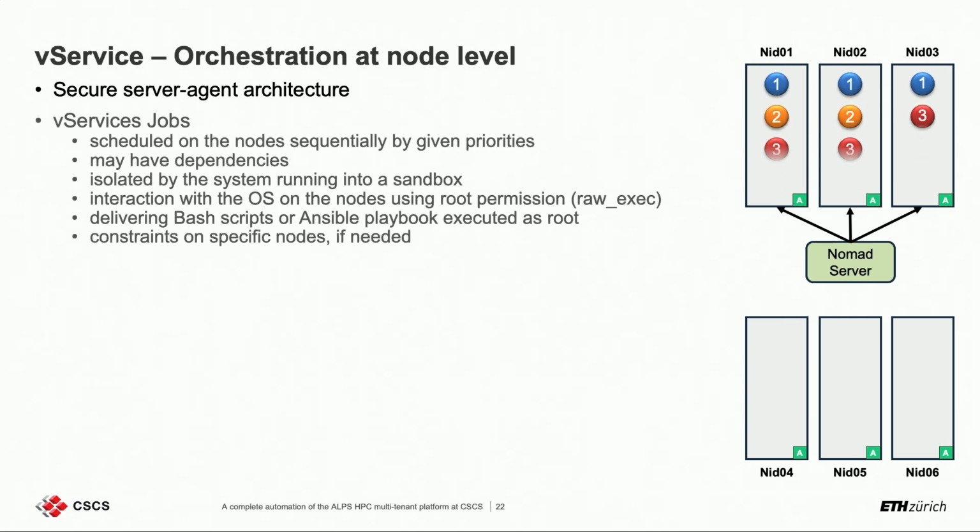So when we provide a deployment, we provide a set of services, basically jobs, that are then installed, and each job is an isolated application that runs in a sandbox that Nomad provides, but with access as root to the system. So it can install, it can move, it can do whatever is needed, again, as Bash or Ansible. And we can also specify constraints on the node, so we can specify where these jobs are deployed.